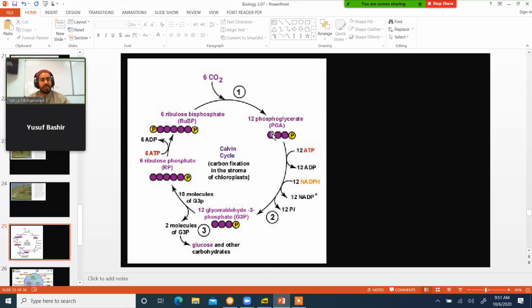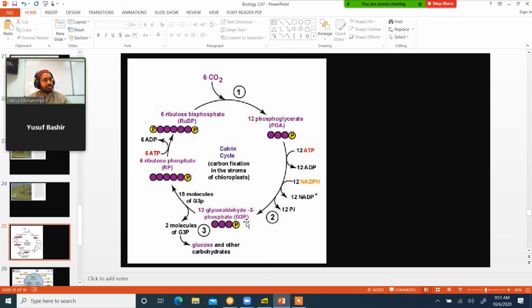Now, this over here is being modified a little bit. It turns from this thing PGA into this thing G3P. It still has 3 carbons, but it's more of a higher energy molecule. Why? Because energy has been input from ATP and NADPH. Make sense? So some energy has been put in to create this thing G3P. So now you have 12 of these.